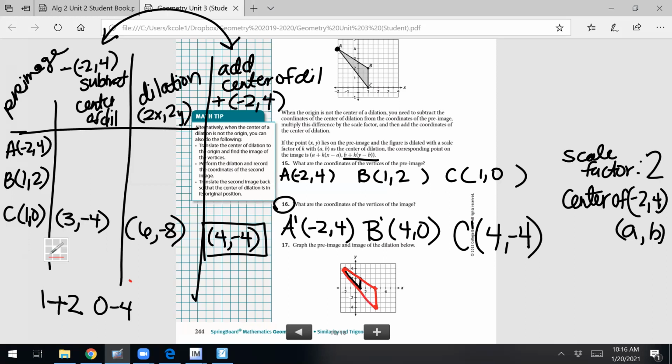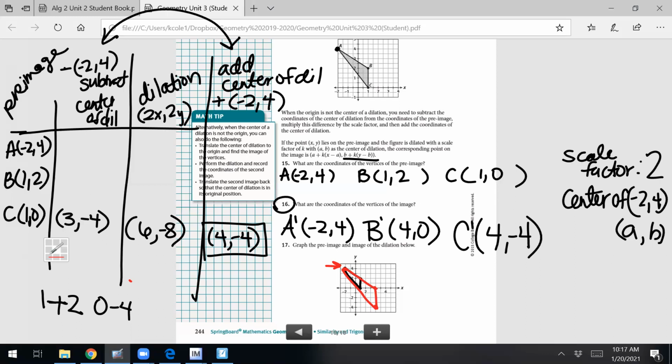So you can see the vertex that didn't change is the one at the center of dilation. That one is not moving. Everyone else is moving. So that's what it means to multiply by a scale factor not centered at the origin.